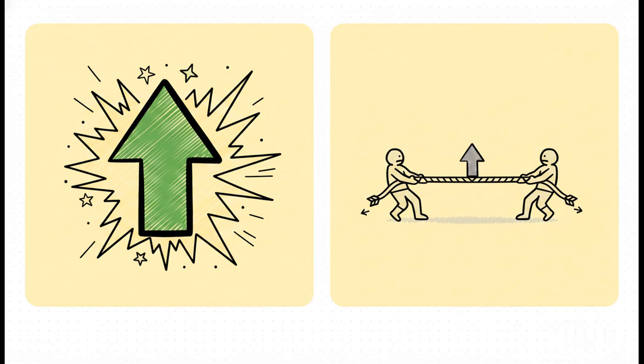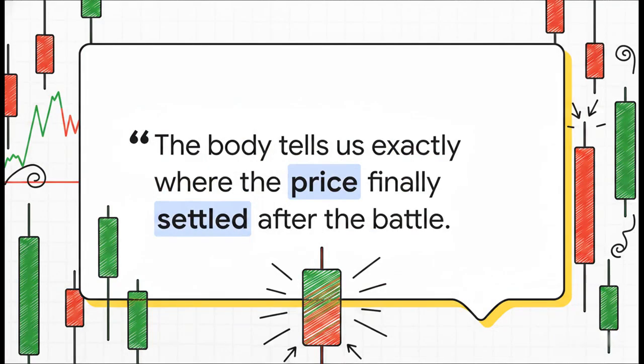But on the flip side, a short body warns us of market hesitation. It indicates a pause, indecision, and a state of balance. It essentially means the buyers and sellers are completely deadlocked in a stubborn tug of war, and neither side is able to gain any significant ground right now. There's a quote that perfectly summarizes this concept, and it goes like this: "The body tells us exactly where the price finally settled after the battle." I really want you to let that sink in because it's such a vital, foundational concept to absorb.